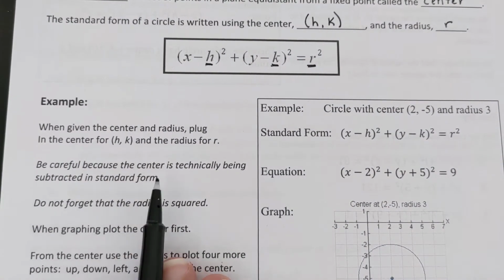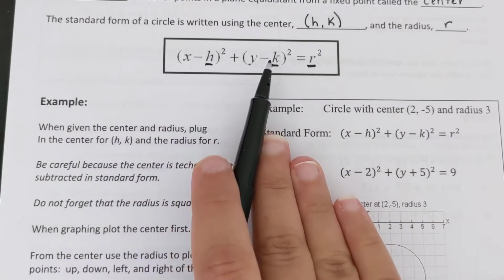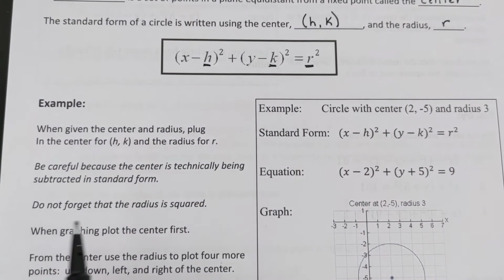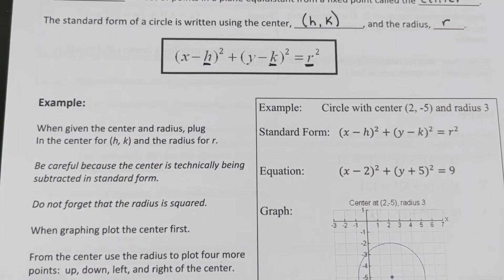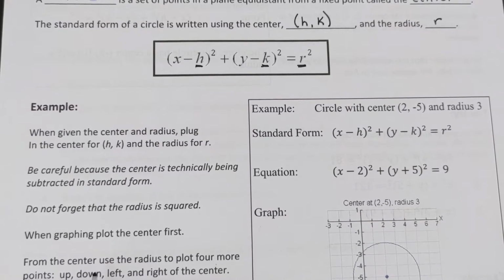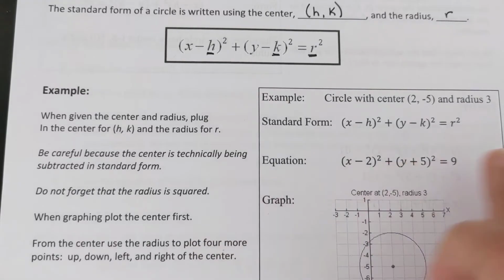Be careful, because the center is technically being subtracted in standard form. As I said, there's a subtraction sign, and I'll show you how that affects our answer. Do not forget that the radius is squared. And when we have to graph these, we're going to plot the center first, and then use the radius, because remember, the radius is the distance from the center to the edge of a circle, to go up, down, left, and right from that center.